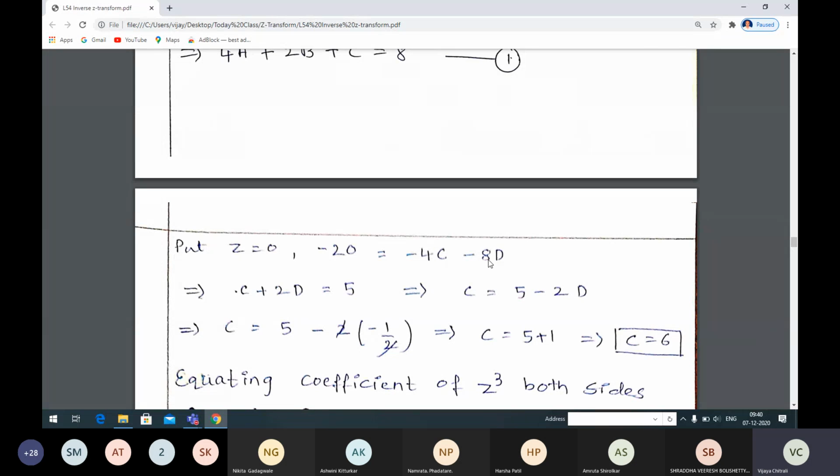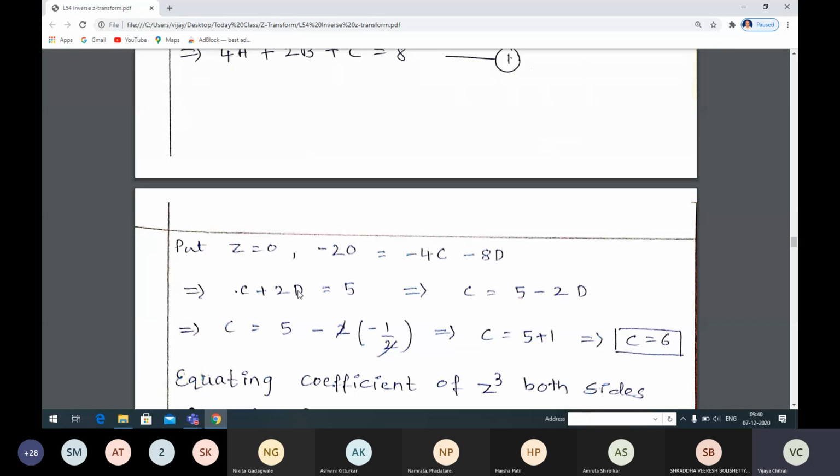So here we can cancel this, right? Minus 4, because you take minus 4 common, so inside will be c plus 2d, and here minus minus cancels. 4 ones are 4, 5s are 5. So we'll get the next step as c plus 2d is equal to 5, right?